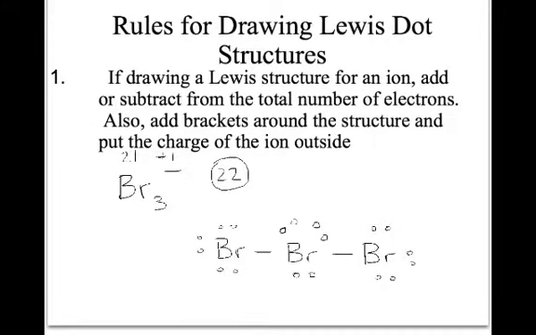Now let's check to look at the stability of each of the atoms. This bromine has 8 electrons, so it's stable. This bromine has 8 electrons, so it's stable. And the middle bromine has more than 8 electrons. In fact, it has 10 electrons, which is okay because a couple of slides ago we saw that if an atom was in the 3rd period or below, it was possible for it to have more than 8 valence electrons because the size of those atoms is so large. So this structure is complete, except that since it's an ion, we need to put it in brackets and put the charge of the ion outside.